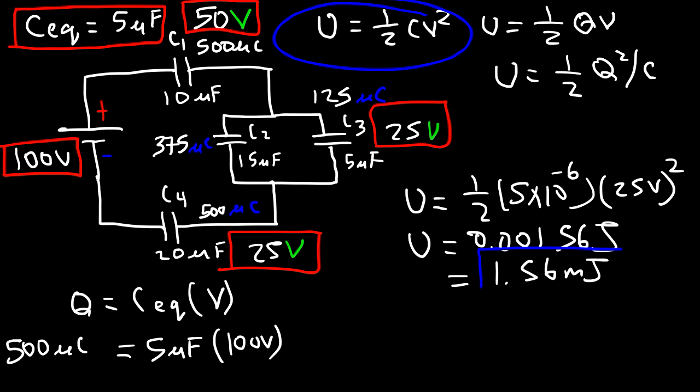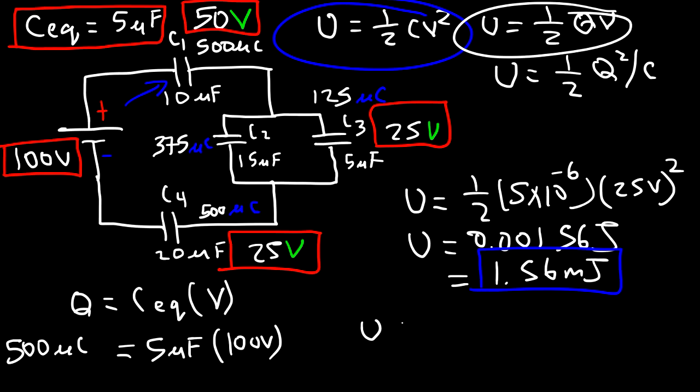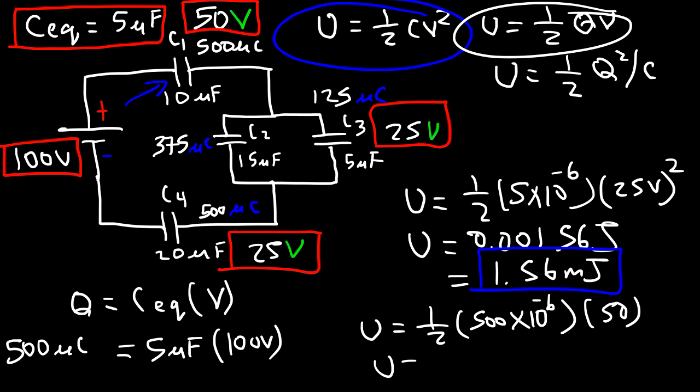Now what about the energy stored in C1? Let's find that answer as well. So this time I'm going to use this equation. So it's 1/2 QV. The charge on C1 is 500 microcoulombs. So that's 500 times 10 to the minus 6. And the voltage across it is 50 volts. So the energy stored in that capacitor is 0.0125 joules, which is 12.5 millijoules if you multiply it by 1,000.